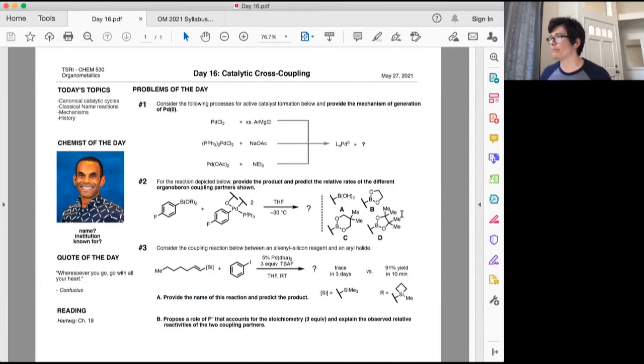We've got a lot of ground to cover in what's a vast and of course synthetically important family of transformations, catalytic cross-coupling. So we will jump right in without further ado.